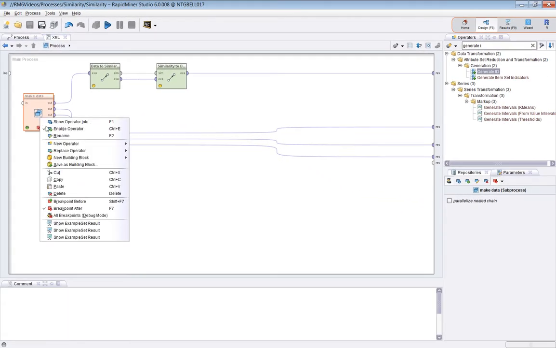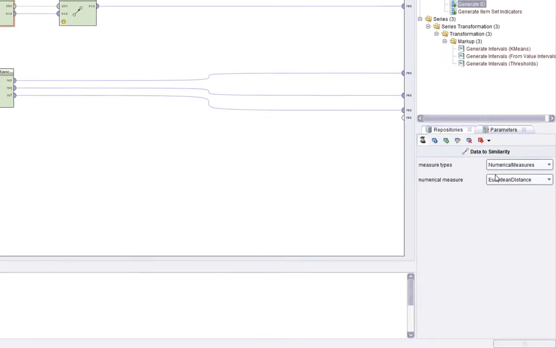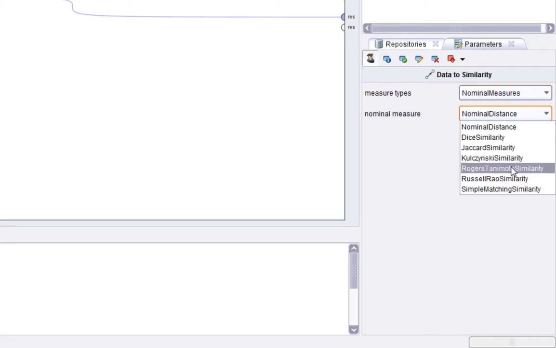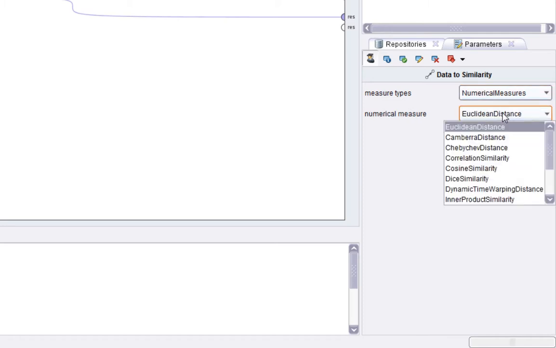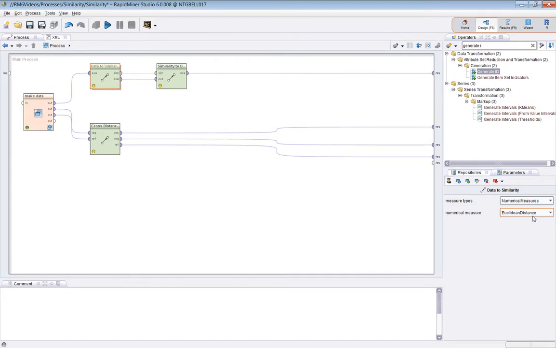So now, first thing we're going to do is data to similarity. Now, this operator takes an example set, just a single example set, and it requires you to choose a distance measure. So I'm going to choose the Euclidean distance, but be aware there are many possible values and different types here, cosine similarity, all sorts, but I'm going to use Euclidean. But be aware that other distance functions are available. So if I set a breakpoint on this and run it, we can look at the output.